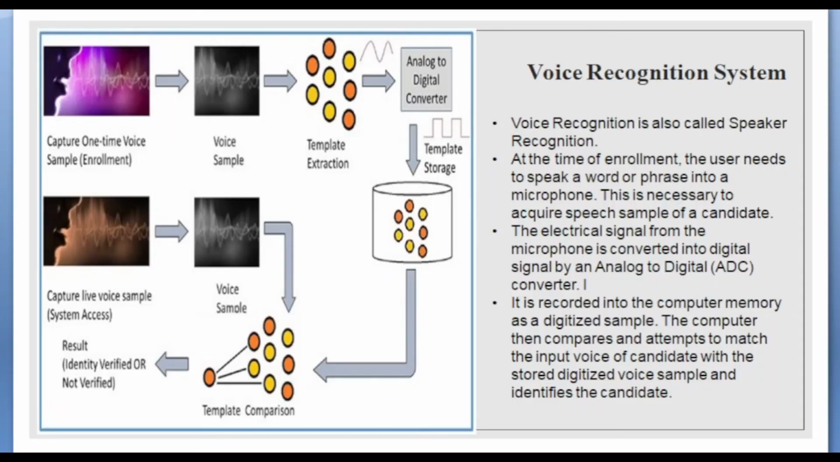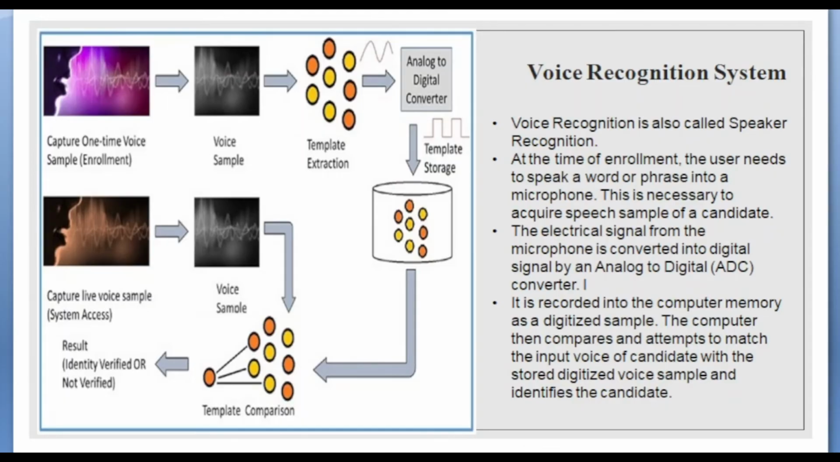Now I'm going to discuss voice recognition system. Voice recognition systems are computer programs that use algorithms to analyze and interpret human speech. These systems typically require a user to speak a specific word or phrase into a microphone, which is then recorded and analyzed by the program.